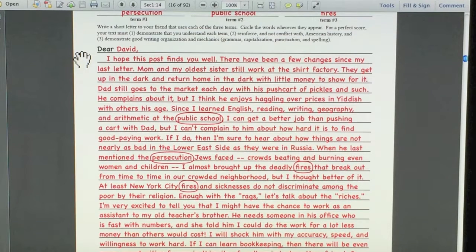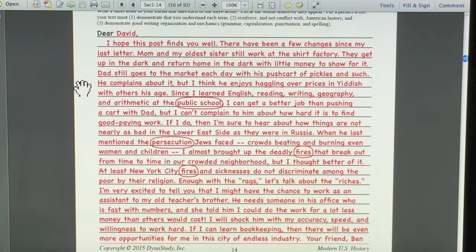Dear David, I hope this post finds you well. There have been a few changes since my last letter. Mom and my oldest sister still work at the shirt factory. They get up in the dark and return home in the dark with little money to show for it. Dad still goes to the market each day with his push cart of pickles and such. He complains about it, but I think he enjoys haggling over prices in Yiddish with others his age.